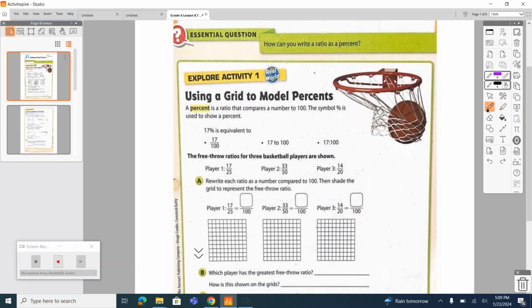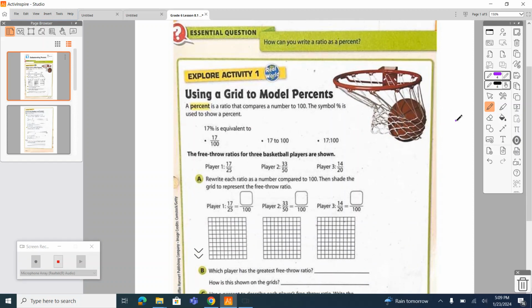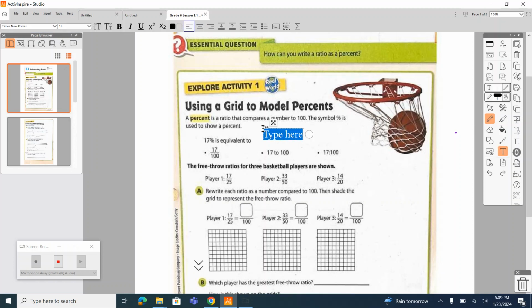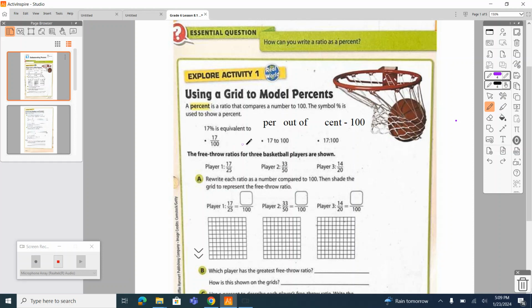So a percent is a ratio, so we can think of it as equivalent ratios or equivalent fractions that compares a number to 100. That is because the word per literally means out of, and cent means 100. So out of 100. So 17% is the same as 17 over 100, or 17 to 100, or 17 colon 100. We can write it like we've been writing ratios. For our purposes, we are most likely going to use the one that looks like a fraction.